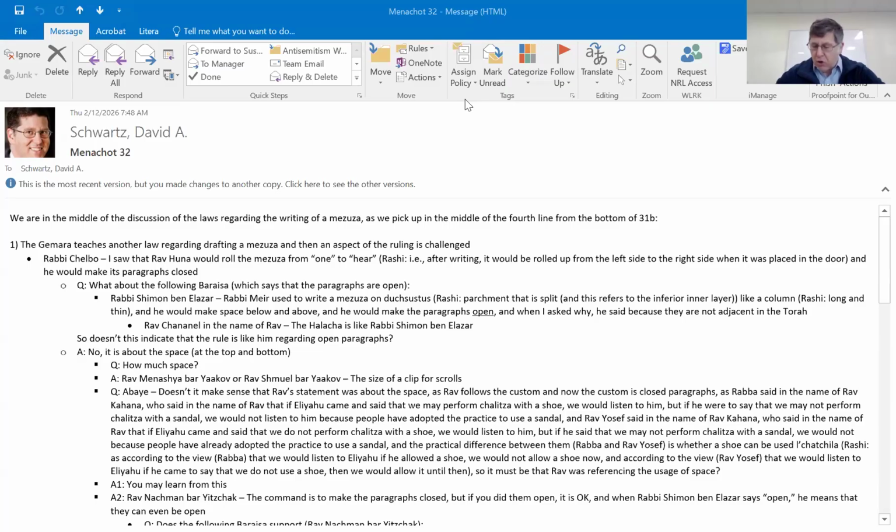It's closed because we end the first line, the first paragraph, near the end of the line, and we begin the next paragraph with a small indentation. And that is the way that you indicate two paragraphs are closed together. To Amar Rabba, and how do I know that in fact we follow the custom, and that in fact custom is really important? Because to Amar Rabba, Amar Rav Kahana, Amar Rav, it was said in the name of Rav, so this is evidence that Rav shows how important custom is.